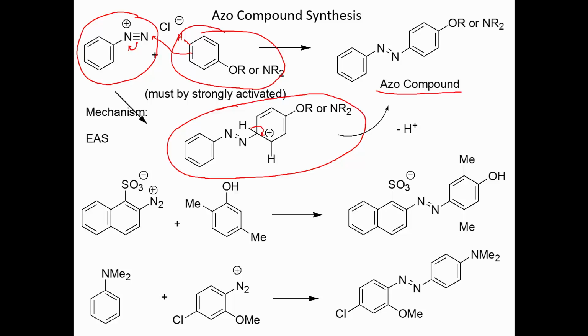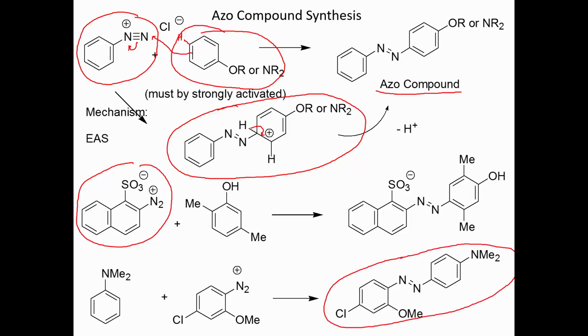All right, so let's look at a few equations here. This zwitterionic diazonium salt here will react with this electron-rich compound to make the anionic diazonium salt that you see here. If we treat this diazo compound with dimethyl aniline, we will produce the azo compound here.